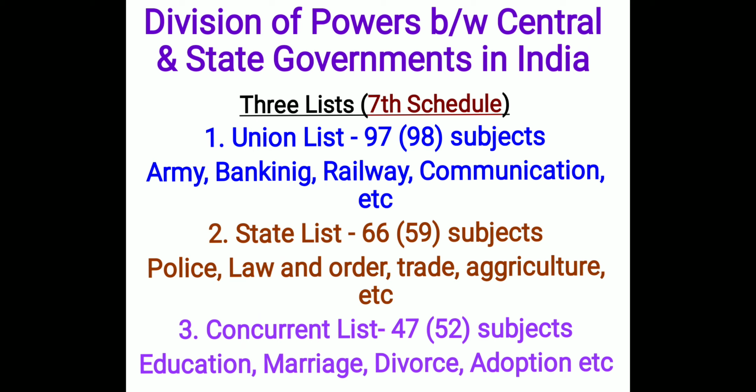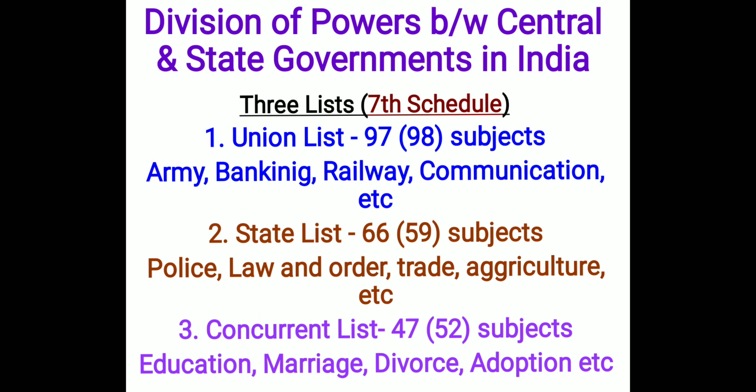Another important list is concurrent list. Concurrent list consists of the subjects or matters which can be important for both center and the state as well. The subjects like education, marriage, divorce, adoption, etc. are in the concurrent list. And originally, this list had 47 subjects, but now it has 52 subjects.